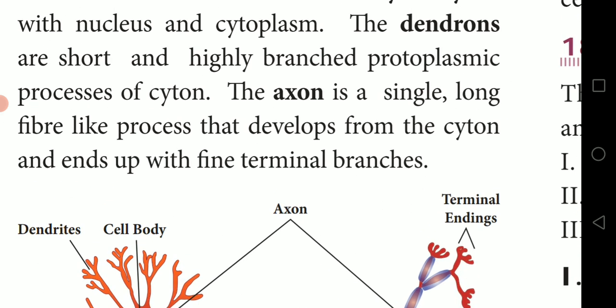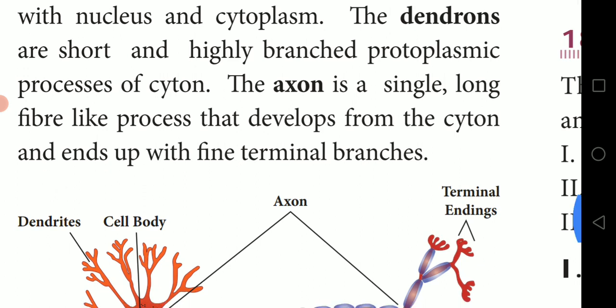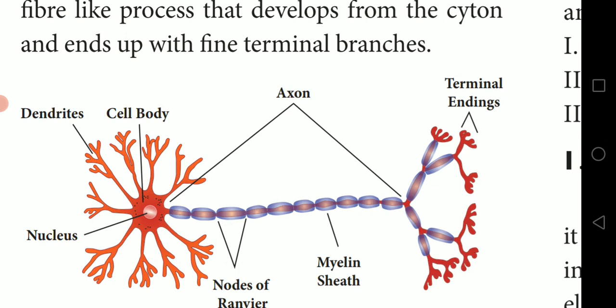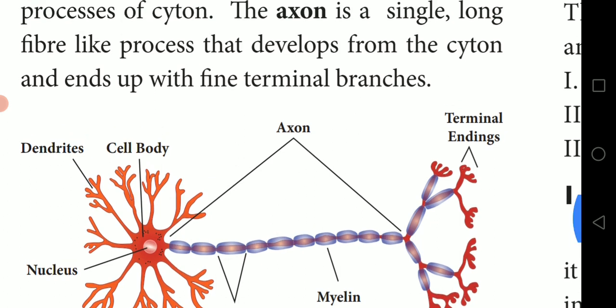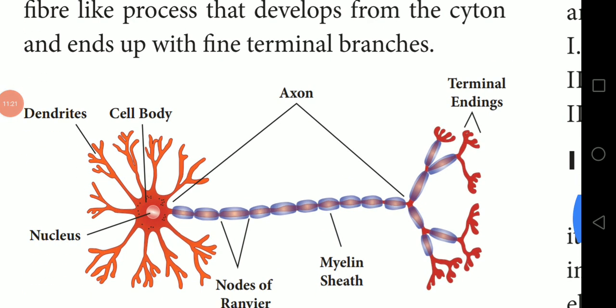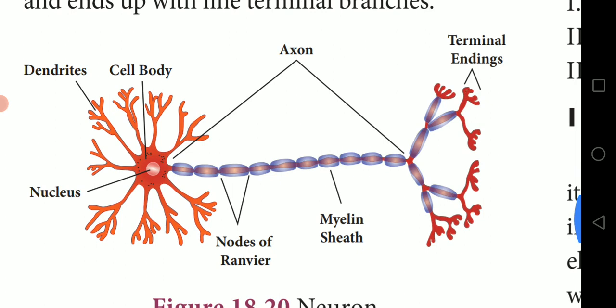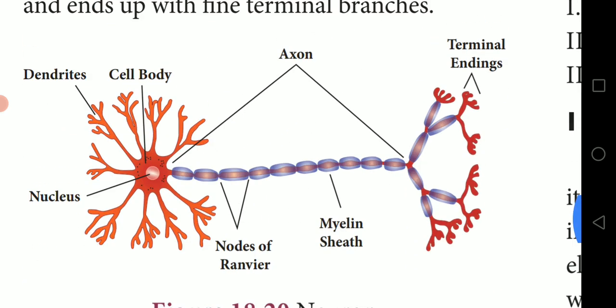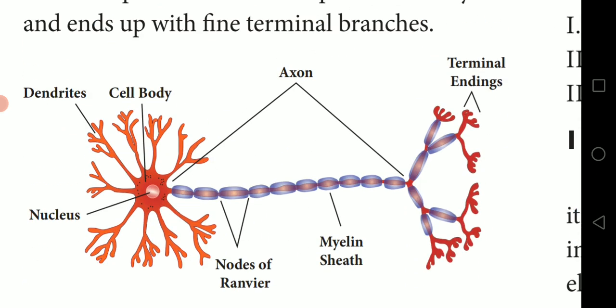The axon is a single long fiber-like process that develops from the cyton. Here, this is the axon, which comes out from the cell body. And that is what they say here. The axon develops from the cyton and ends with fine terminal branches. You can find here the cell body on the top, and dendrites and nucleus are there. Then the axon ends with terminal ends. So this is the structure of neurons.